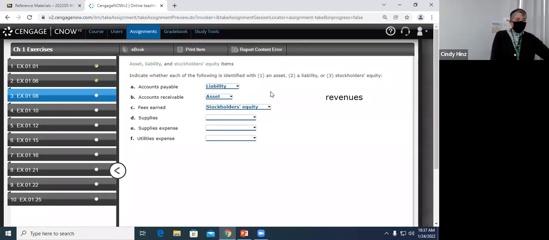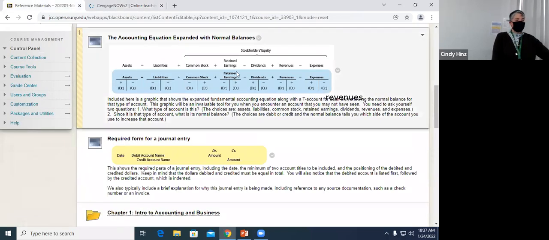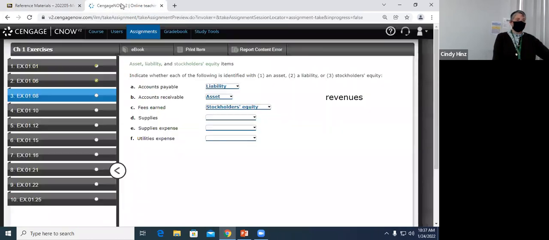But for now, revenues is a part of stockholders' equity. Remember I showed you that expanded accounting equation? If you're in doubt, you can look here. Revenues comes under stockholders' equity. The amount that we earned from our customers, from whatever we sold them, product or service.